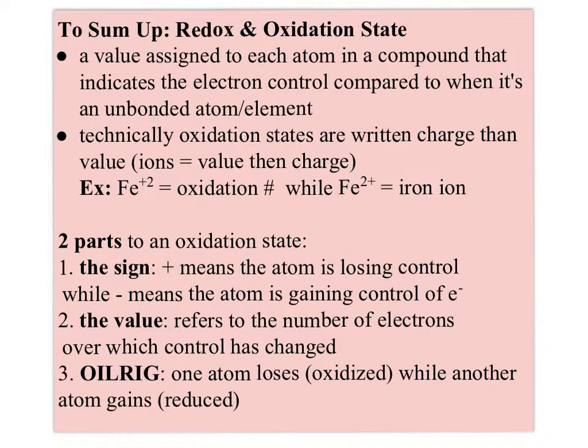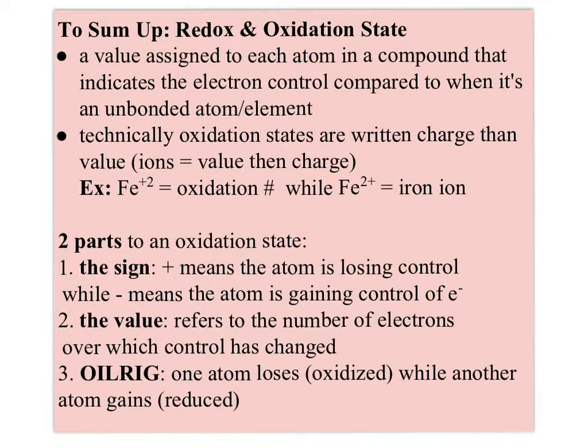So to sum up, here's what I've talked about in this video. Oxidation state is a value assigned to each atom in a compound that indicates the electron control compared to when it's an unbonded atom or element, which then we'd give it a 0. Technically, oxidation states are written with the charge and then the value, whereas ions are written with the value then the charge. So you see Fe plus 2 is its oxidation state. Well, Fe2 plus is telling you it's an iron ion.